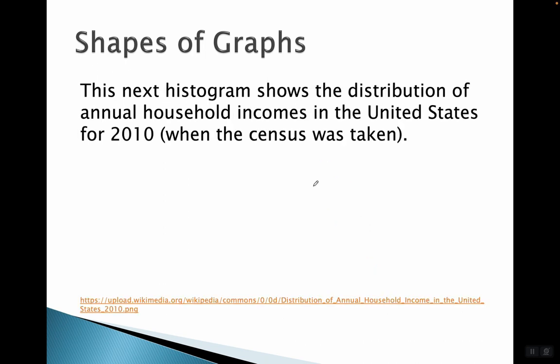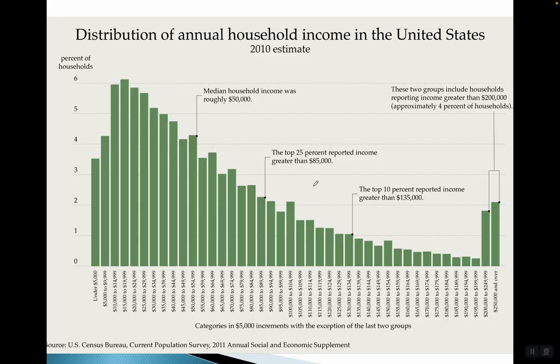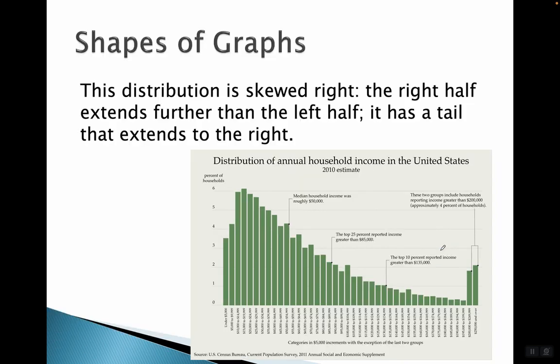This next histogram shows the distribution of annual household incomes in the United States for 2010, when the census was taken. And not surprisingly, this is not uniform. It's not symmetric. Instead, notice it's got this long tail here to the right. People who are making plenty of money. This distribution is skewed right. The right half extends further than the left half. It has a tail that extends to the right. We call that skewed right.